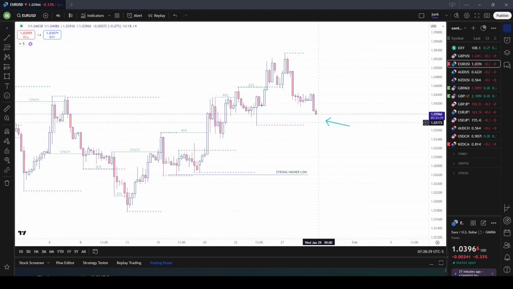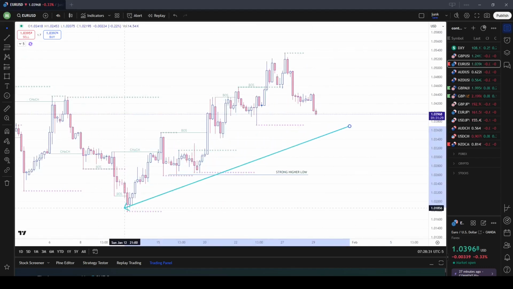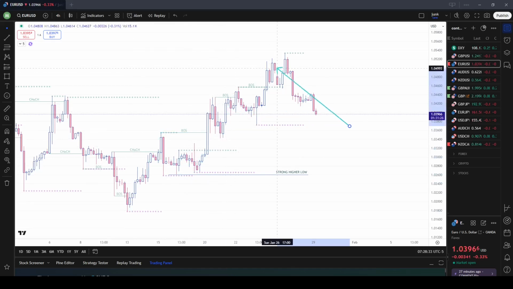With the Euro USD, in this situation, we'll map out the range that it's currently in. These are making higher highs, higher lows, higher highs, higher lows, higher highs, higher lows. Then it reversed yesterday, earlier this week, and started to break structure down to the downside. We'll map out the range.